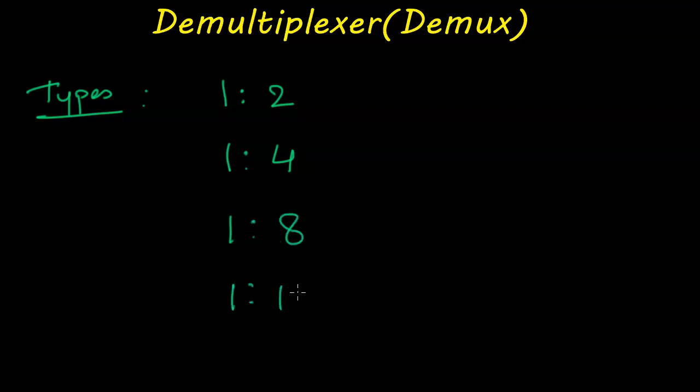There are different types of demultiplexer, as we had in the multiplexer. So our most basic type again is 1:2, 1:4, 1:8, 1:16. Let's see what it means. So we have 1:2 over here, right? And this is 1:4, 1:8, and 1:16.